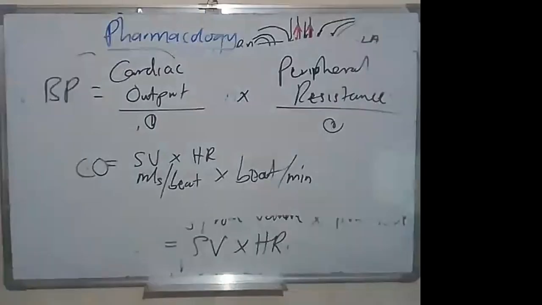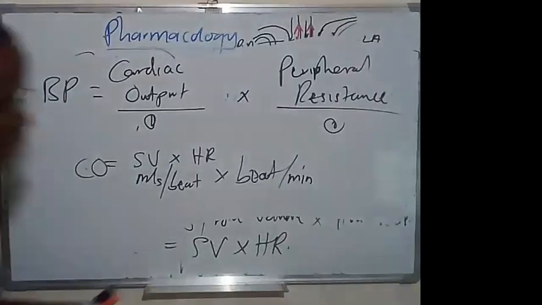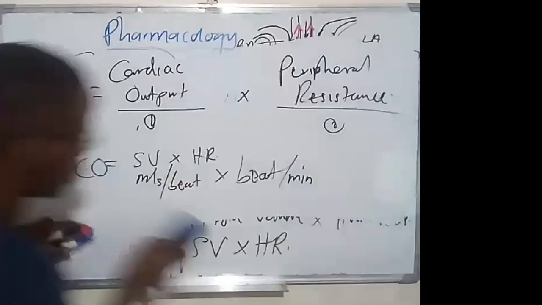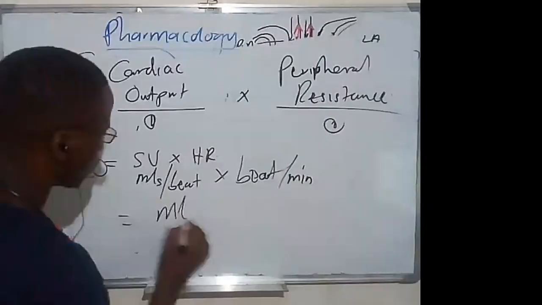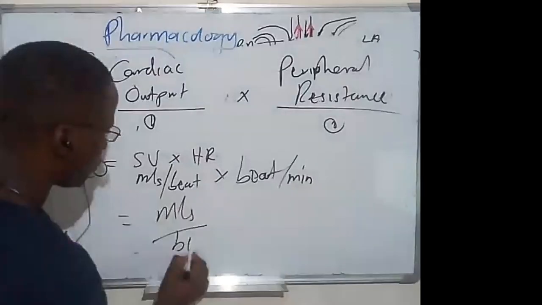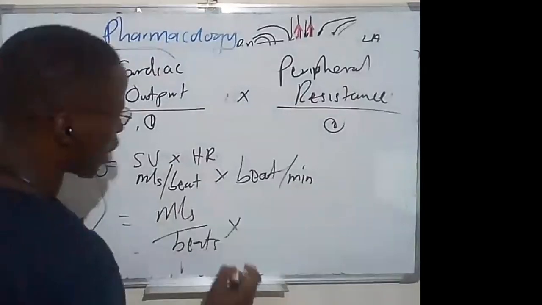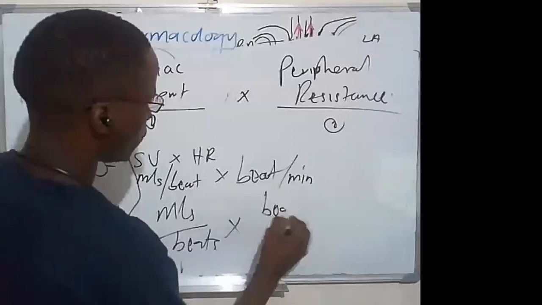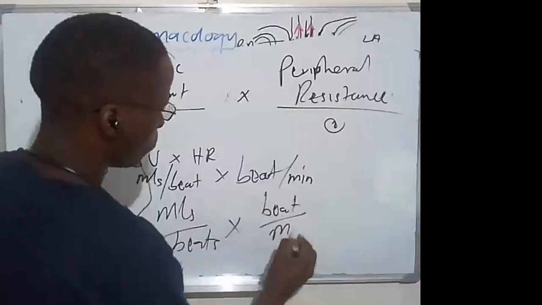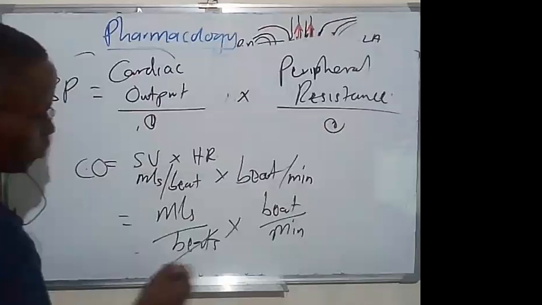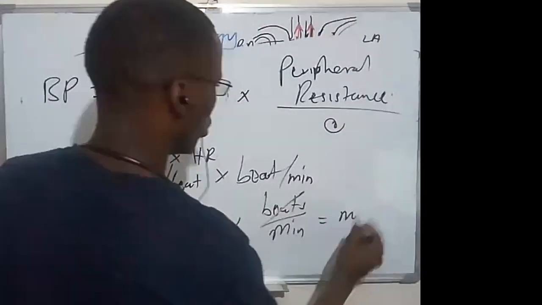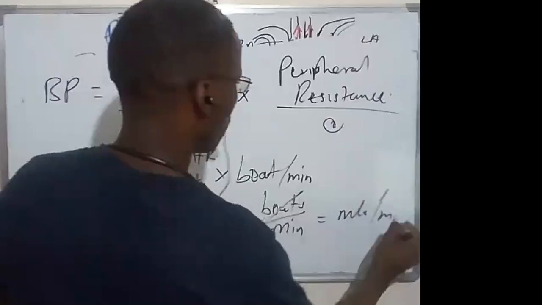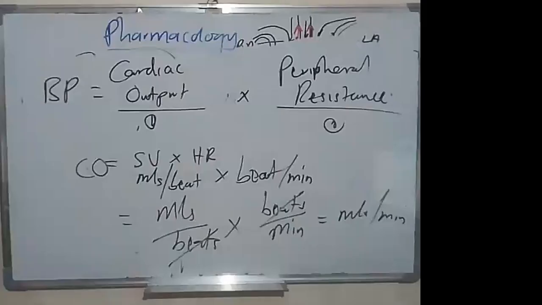So now, what does it mean? We can see that the formula I've written there is the same as saying mils over beats multiplied by beats divided by minute. The beats and beats cancel, and you remain with mils per what? Per minute. Remember what we mentioned about cardiac output.